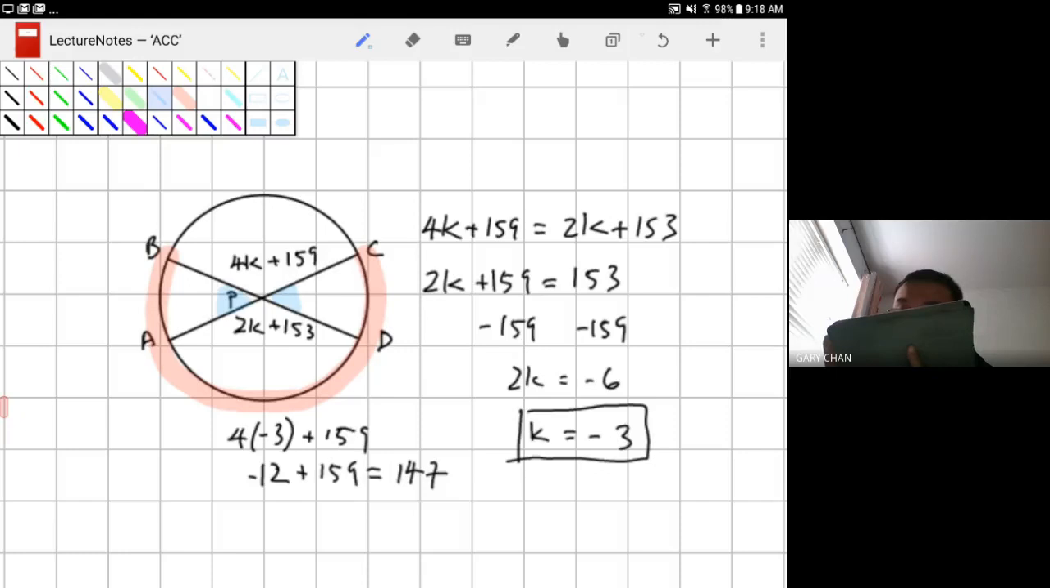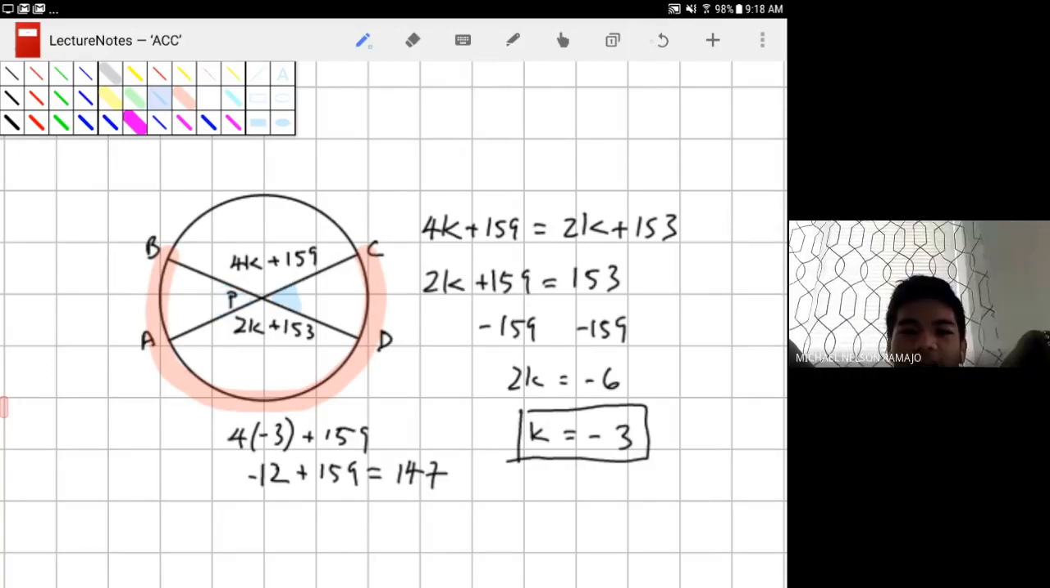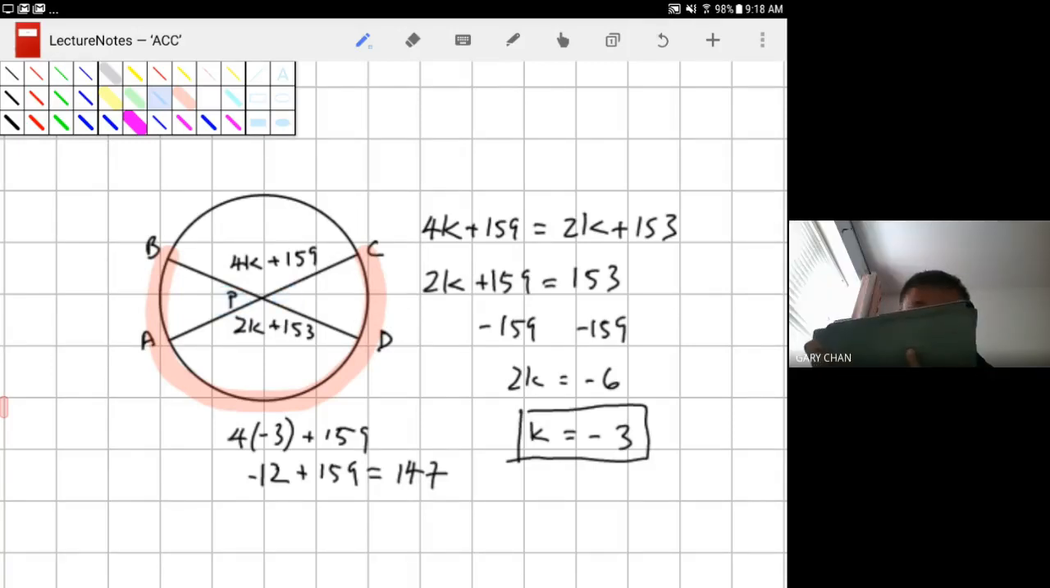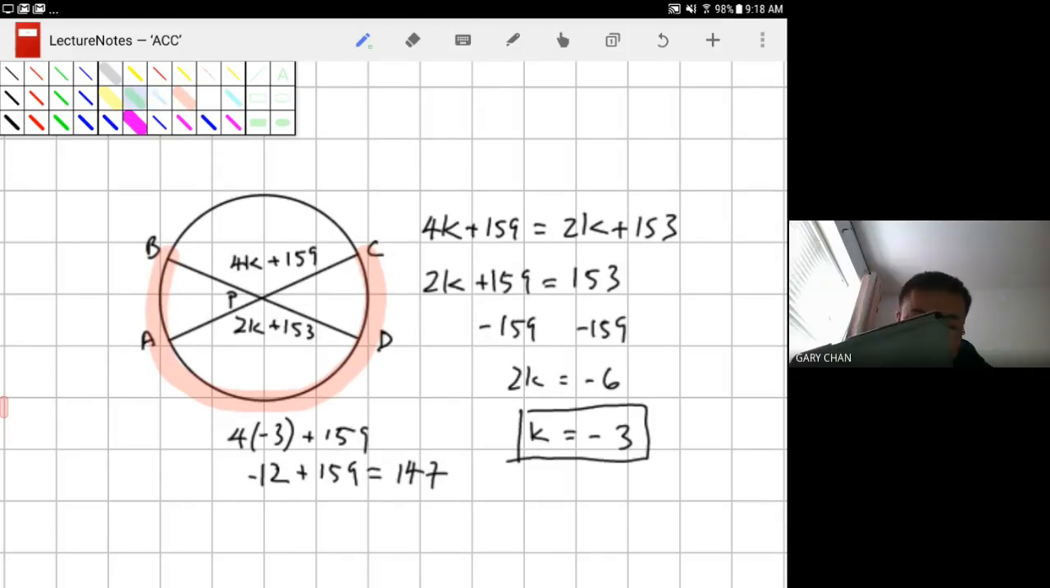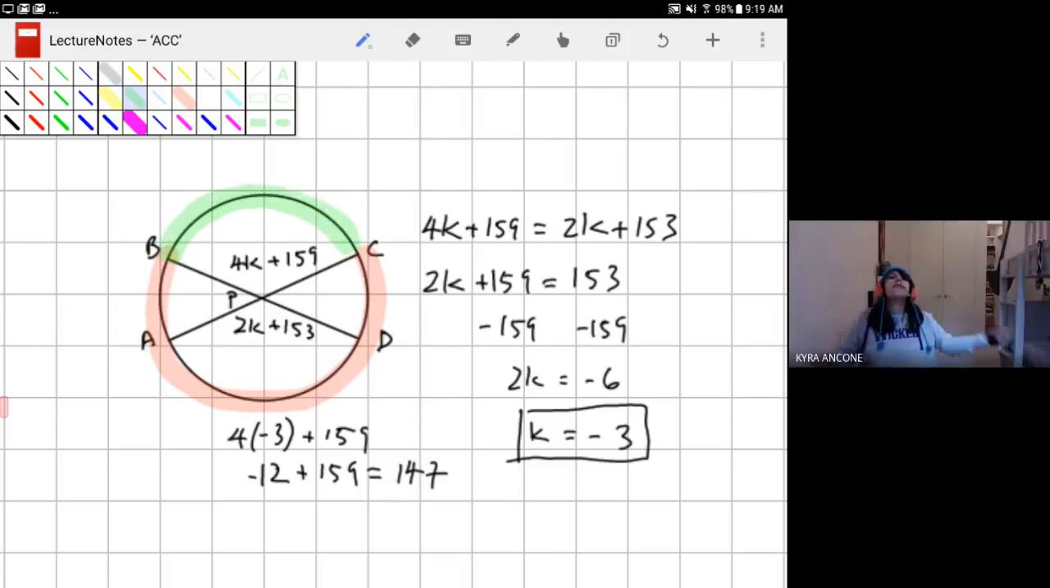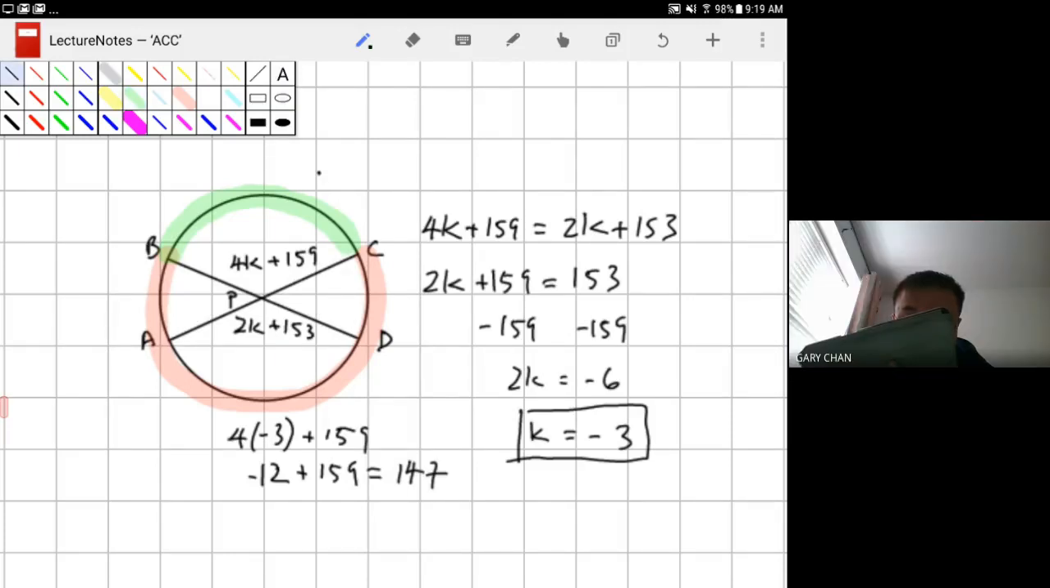But there's something even simpler that we can do. I don't know if you guys notice something else here in this diagram. We can do this in like one step. Really? How? Look, what is the arc that's highlighted in green right now? 147, and then subtract from 360, and we get our answer.